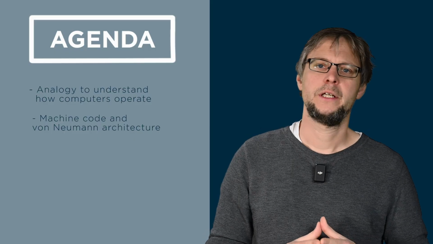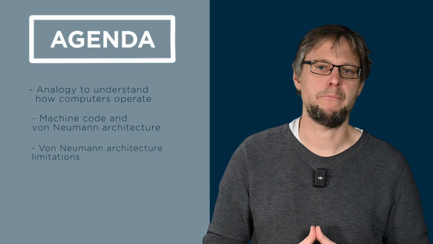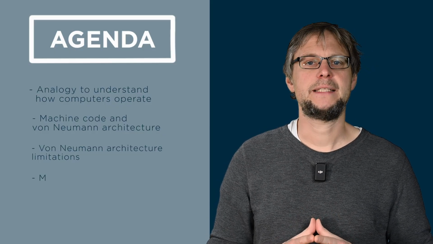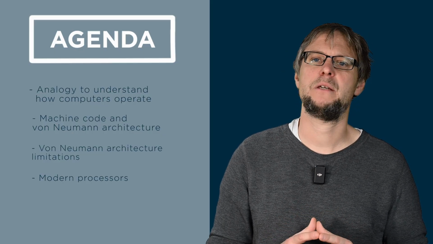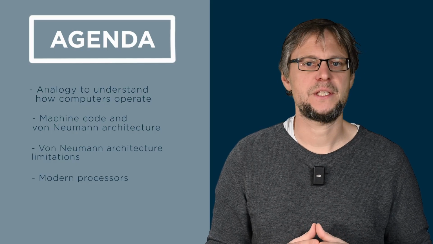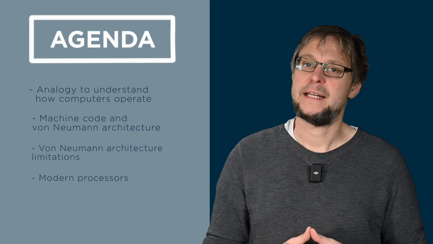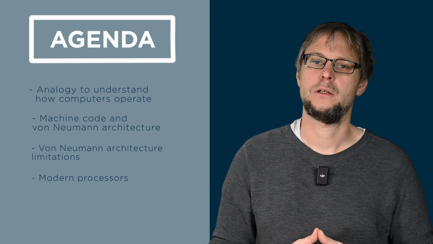From there on, we will flag some of its limitations, specifically the bottleneck between memory and processing. Finally, we take a look at how modern processors address these issues, helping optimize performance in computing tasks. By the end of this session, you'll gain a clearer understanding of how modern machines work and how we can leverage this knowledge for performance optimization. Let's dive in.